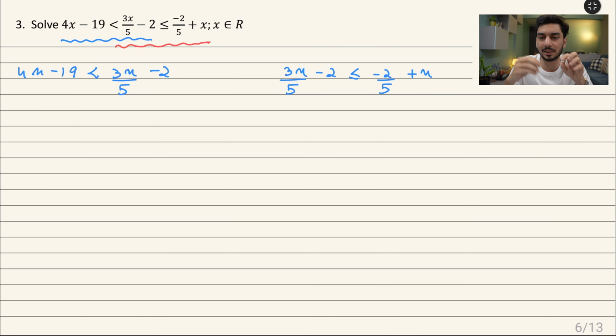It just says x belongs to R, which means x is all the real numbers. Okay, so we just have to write the solution like x is bounded by these two numbers. That's it. Okay, let us solve this one. I will keep all the x's on one side, everything that does not have an x on the other side.